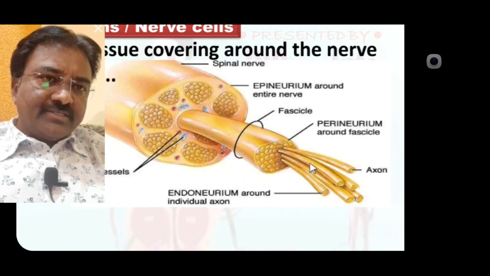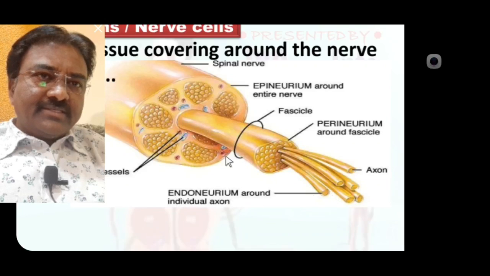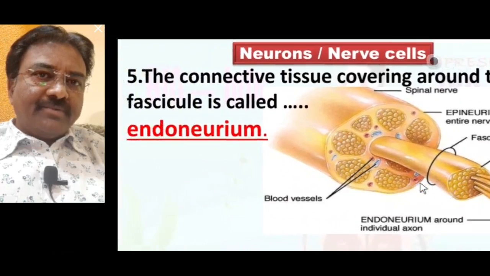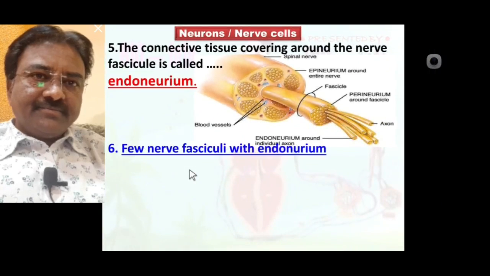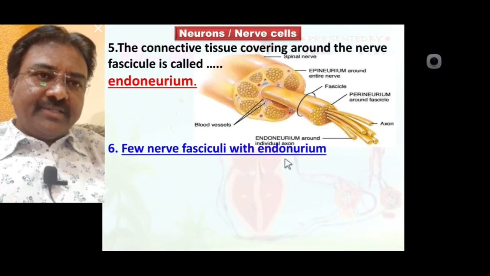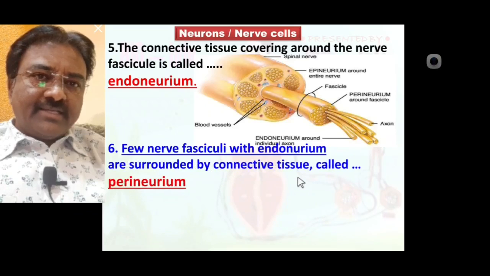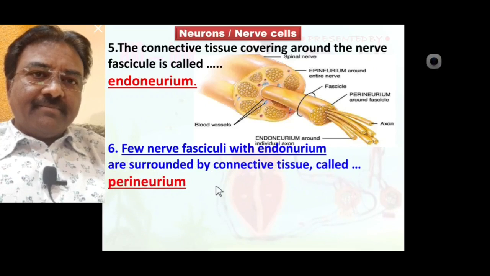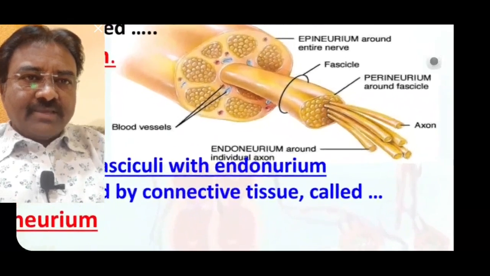You know axon is a nerve. So endoneurium is the actual covering of nerve fascicule. Now second point, a few nerve fascicules with endoneurium are surrounded by connective tissue called as perineurium. This term is also most important. Seen here perineurium concept.